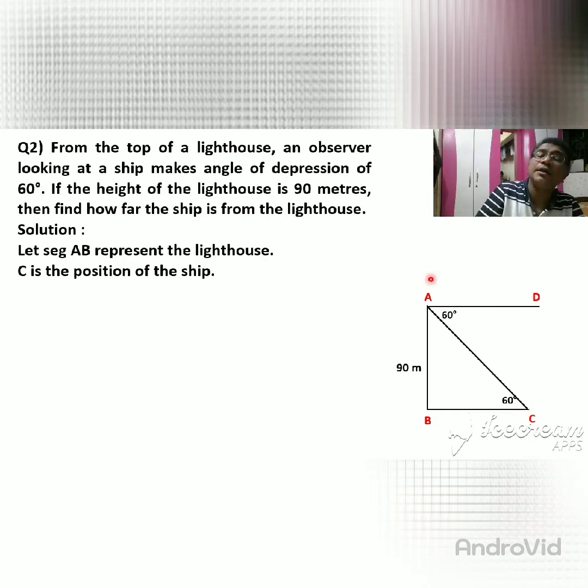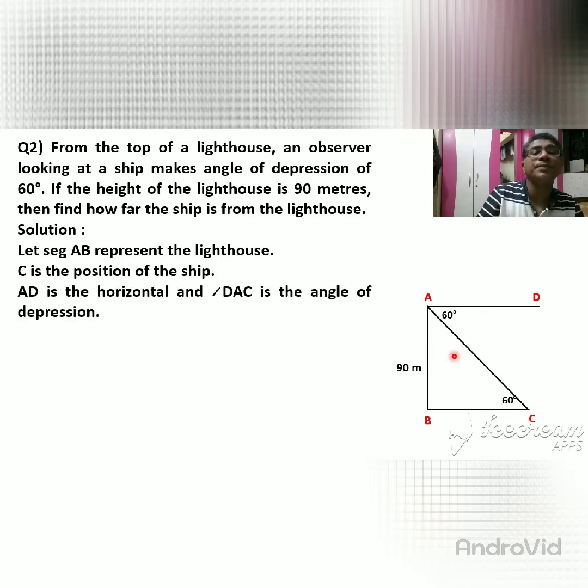So the person at A, on the lighthouse, is looking towards the ship. The lighthouse top is at a 90-meter height. So from 90 meters that person is looking towards the ship, which is in the downward direction. When that person is looking in the downward direction, the angle is the angle of depression. So that is called the angle of depression.